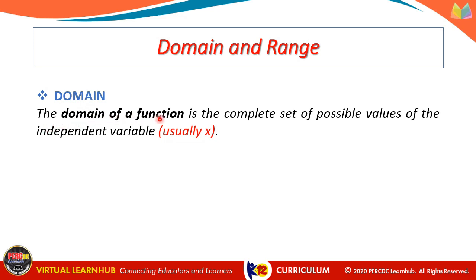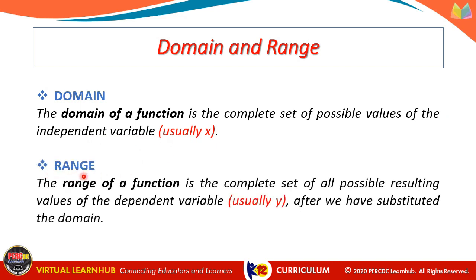Domain and range. Domain. The domain of a function is the complete set of possible values of the independent variable, usually x. Range. The range of a function is the complete set of all possible resulting values of the dependent variable, usually y, after we have substituted the domain. Again, the domain is the set of values for our independent variable, or our input. Range is the set of possible values for our dependent variable, or our output.